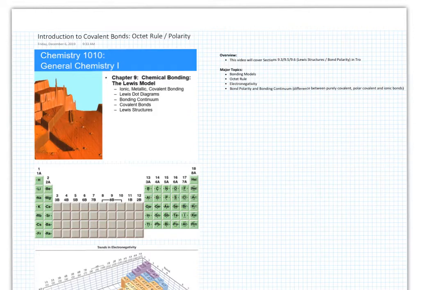So Chapter 9, this is a really key chapter. If you're planning on going on to organic chemistry, this is arguably one of the more important chapters in all of Gen Chem 1. So let's get started.